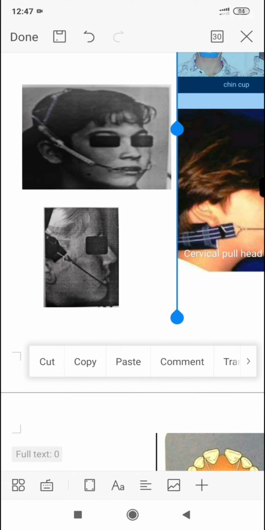So the uses of headgear, as I said, are to distalize the molars and restrict the growth of maxilla, because it is used in case of prognathic maxilla, where you need to restrict the growth of maxilla. As it distalizes the maxilla, it distalizes molars also. Hence it is also used for space maintenance.